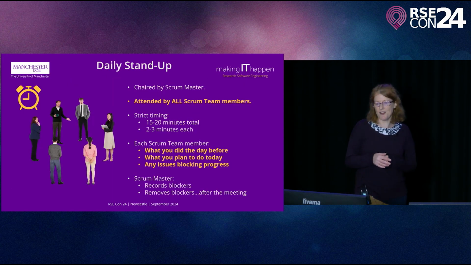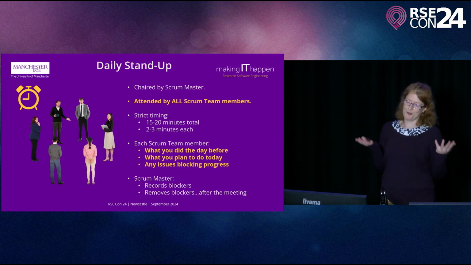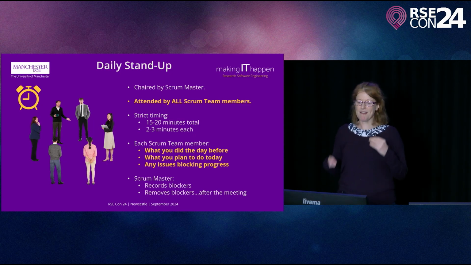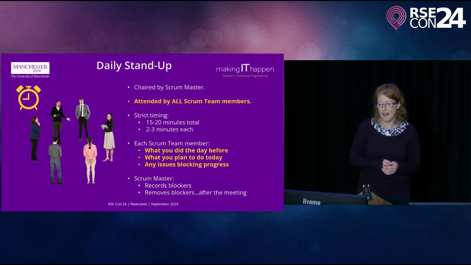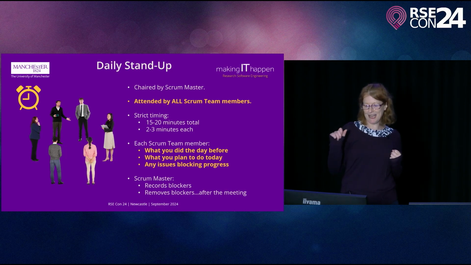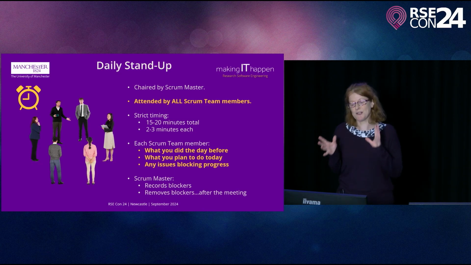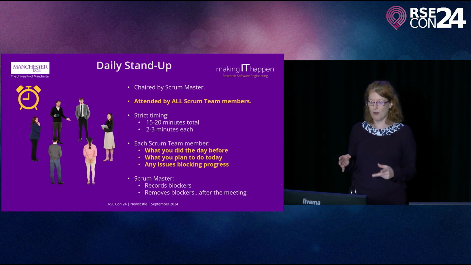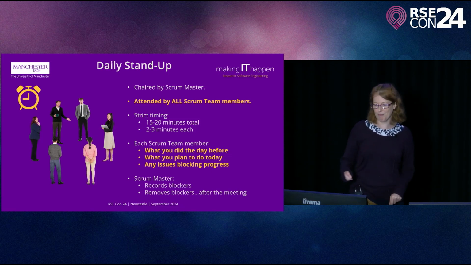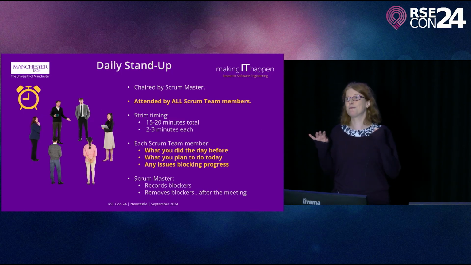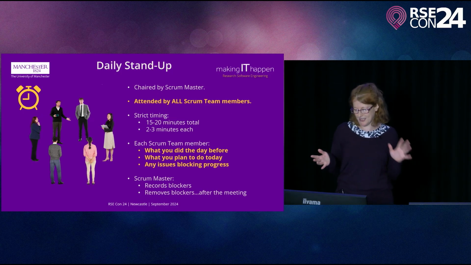Okay, so you might have heard of a daily stand-up. Even if you don't do Scrum, that's becoming quite a well-used word now. In typical Scrum, these are chaired by the Scrum Master. They're attended by all Scrum team members who are present, who are in work. There's strict timing, so they're 15 to 20 minutes in total, which gives each person 2 to 3 minutes to talk. It doesn't have to be like this, but a typical way of doing it is to talk about what you did the day before, what you plan to do today, and any issues blocking progress. The Scrum Master records blockers and removes blockers after the meeting, so we don't start getting stuck into the details during this meeting because they're timed.